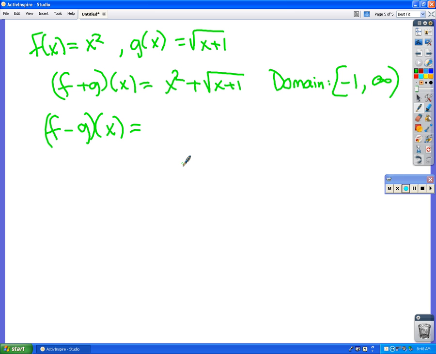Okay, now it's easy. What's f minus g of x? Bam, x squared minus the square root of x plus 1. Do we do domain? Sure, let's do a domain. Has it changed? No. The only way it would change is if we do some sort of a division.